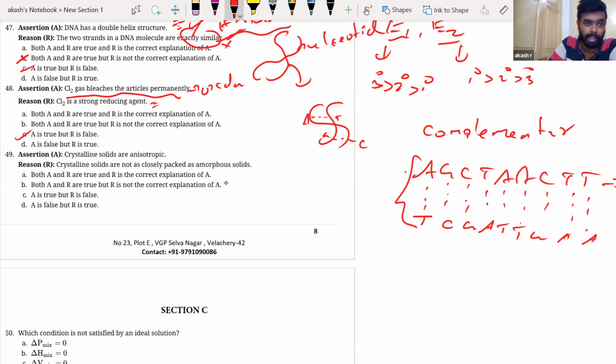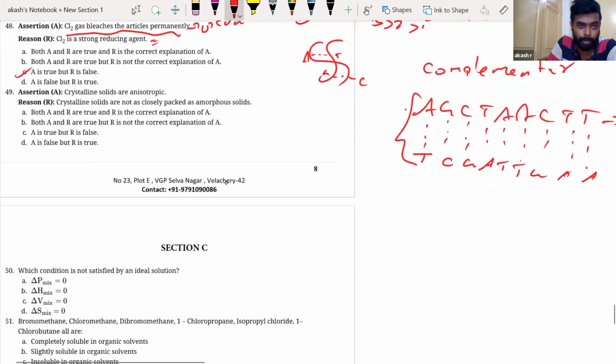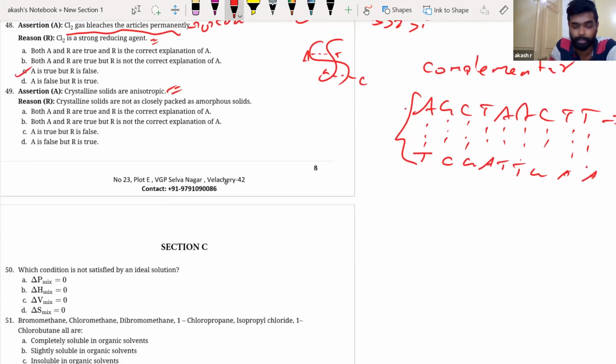Next. Crystalline solids are anisotropic. Absolutely true, because when I measure the physical properties in different directions, I get different values. Crystalline solids are not as closely packed as amorphous solids. Absolutely false. I know crystalline solids are more closely packed than amorphous solids. So again, A is true, R is false.